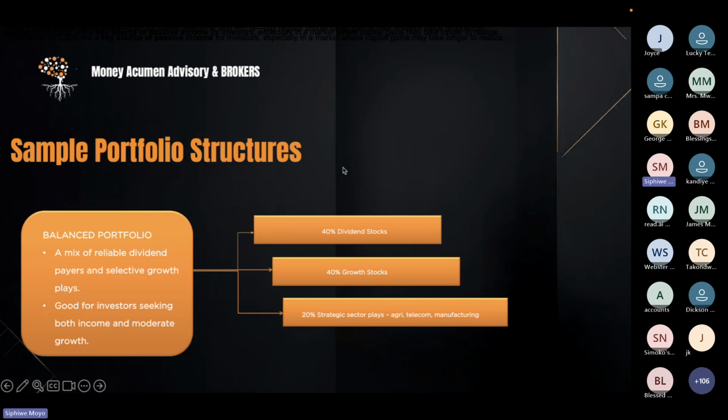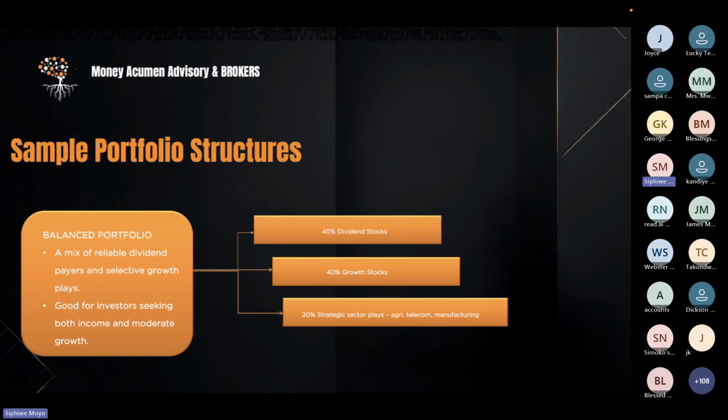Next one is a balanced portfolio. So with a balanced one, this is a mix of reliable dividend payers and selective growth plays. So this is actually good for investors who are seeking a balance both on income and moderate growth. Typically, the combination of a balanced portfolio will have 40% dividend stocks, because there you know that you receive dividends consistently. 40% will be your growth stocks, and 20% strategic sector plays.